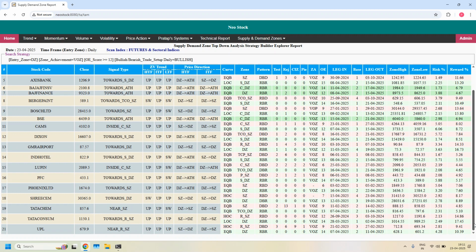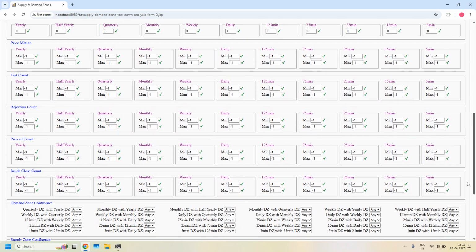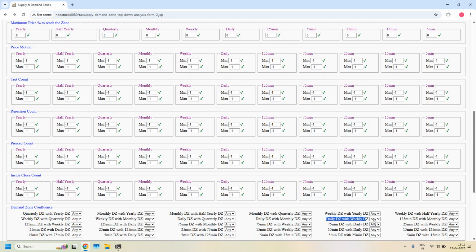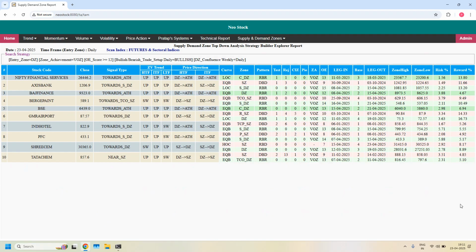That we will filter based on the zone confluence. First, LTF, ITF demand zone confluence, that is a daily and weekly demand zone confluence. With this filter, out of 21 stocks, we got 10 stocks. In these 10 stocks, the daily demand zones are overlapped with weekly demand zones.